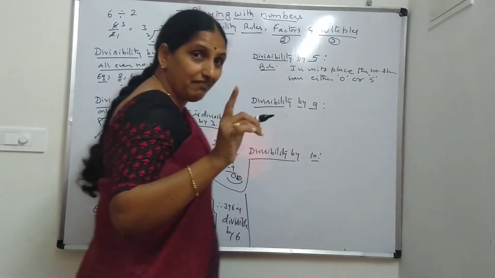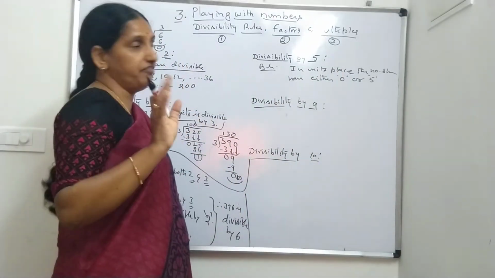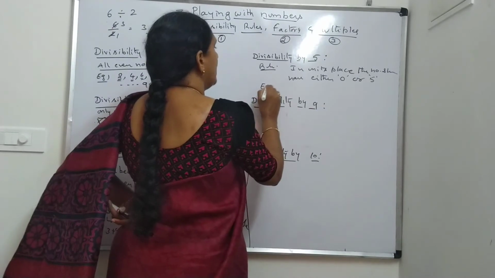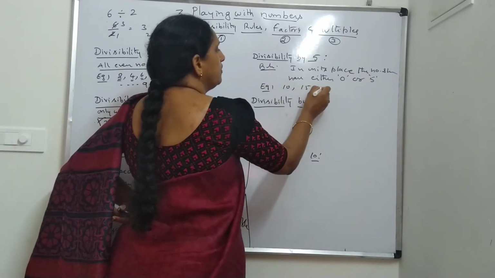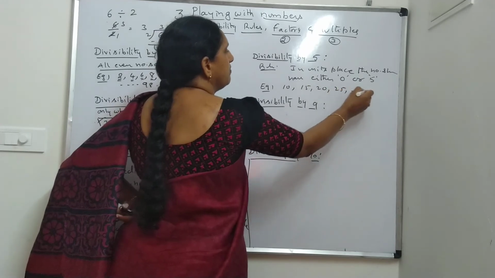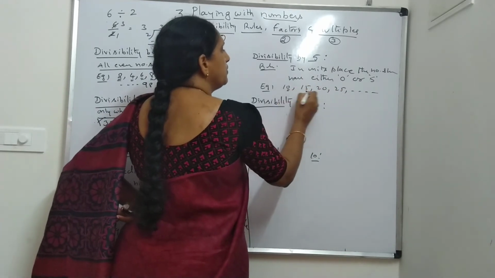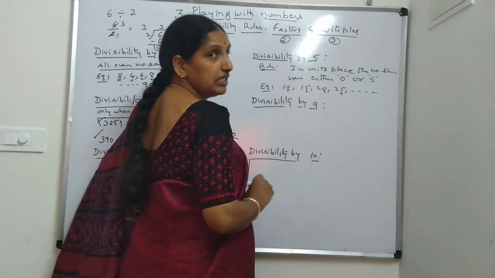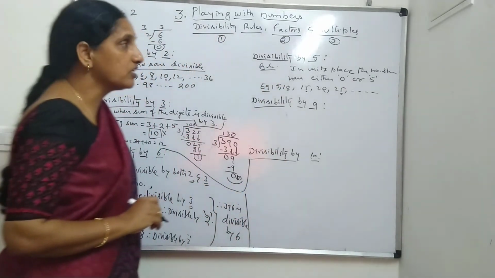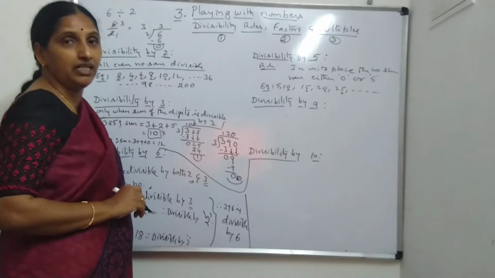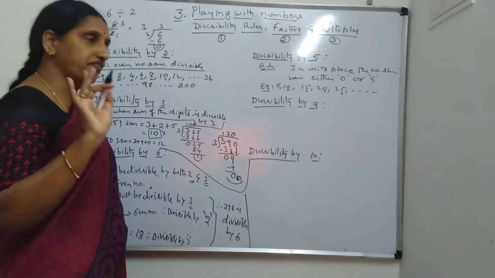The number should have either 0 or 5 in the units place. What are the examples? 10, 15, 20, 25 and so on. See, in the units place you always have 5 or 0. Okay, so 5 or 0. If that condition is satisfied, then the number is divisible by 5.